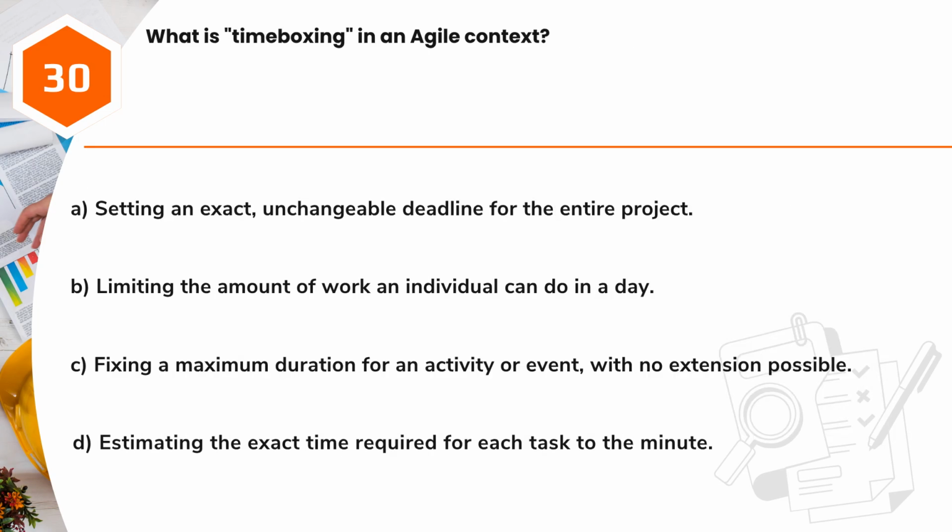Question 30. What is timeboxing in an Agile context? A. Setting an exact, unchangeable deadline for the entire project. B. Limiting the amount of work an individual can do in a day. C. Fixing a maximum duration for an activity or event, with no extension possible. D. Estimating the exact time required for each task to the minute.